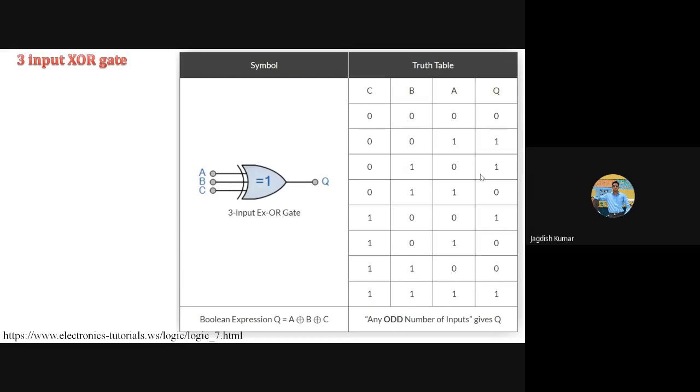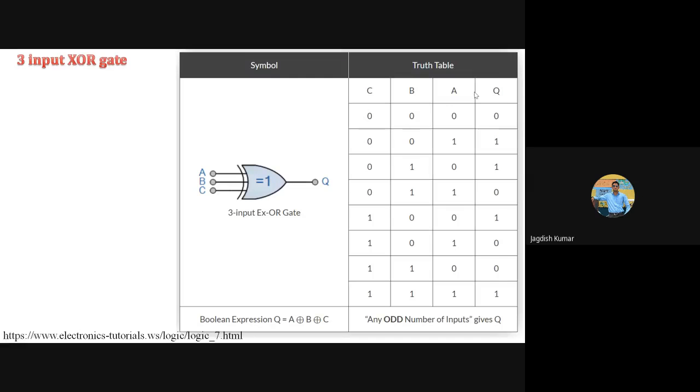Now we will be talking about the 3-input exclusive OR gate. So for the 3-input exclusive OR gate, the symbol looks like this. How we write that in the form of a Boolean expression is like this. This plus with a circle around it represents the exclusive OR operation. So a 3-input exclusive OR Boolean expression looks like this.